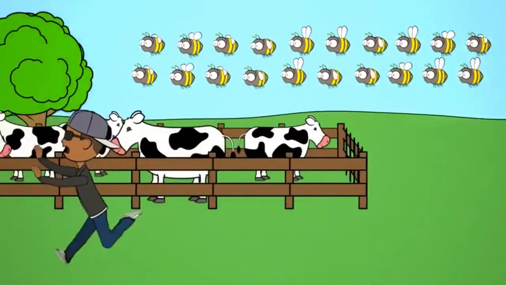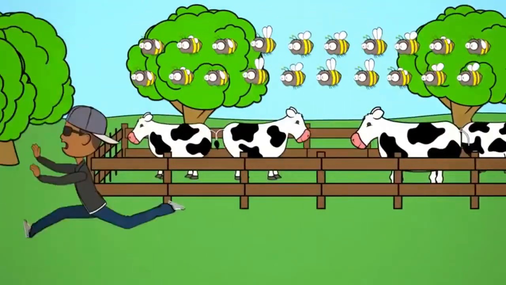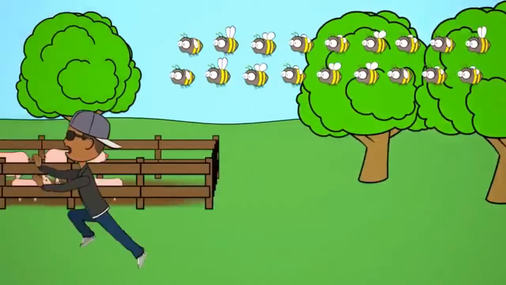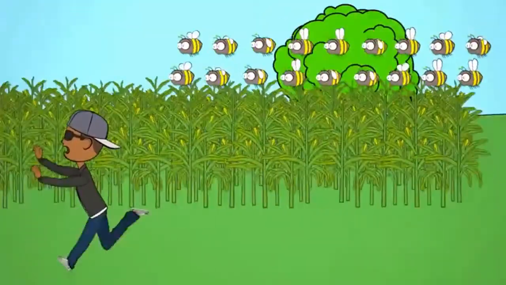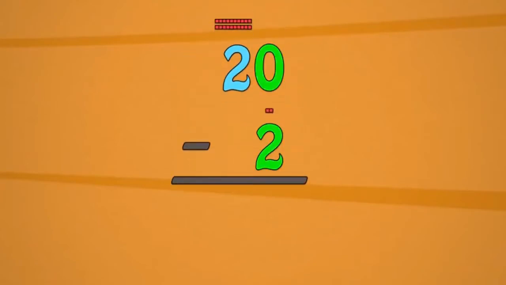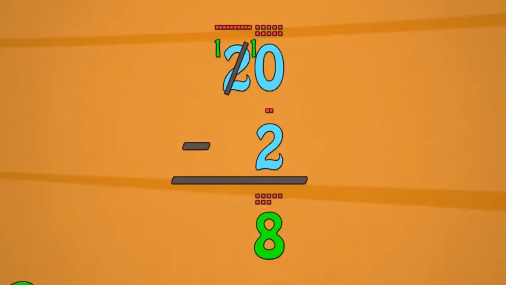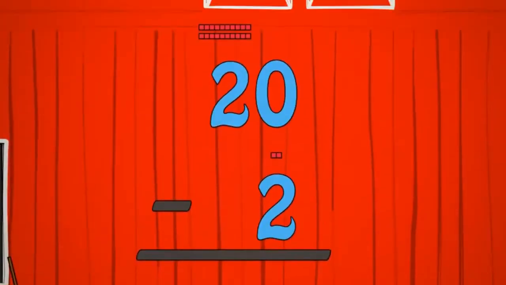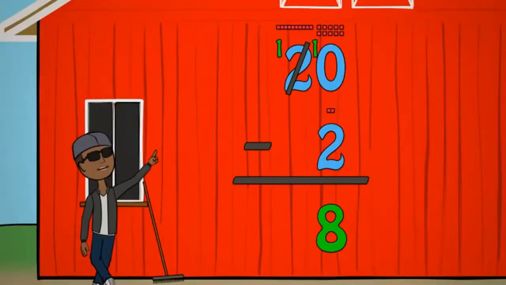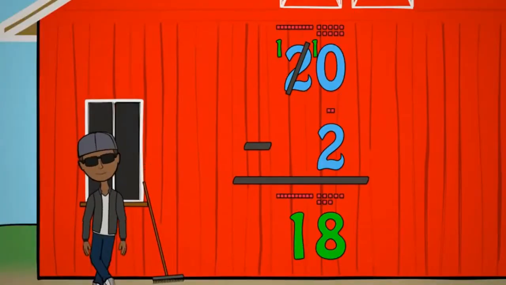There are 20 bumblebees flying around me. So I yell, shoot! And two decide to leave. Now how many bumblebees are chasing me? If we regroup, we can find the difference with ease. 0 minus 2, here's what to do, because the 0 is smaller than the 2. So we regroup a 10 into 10 ones.